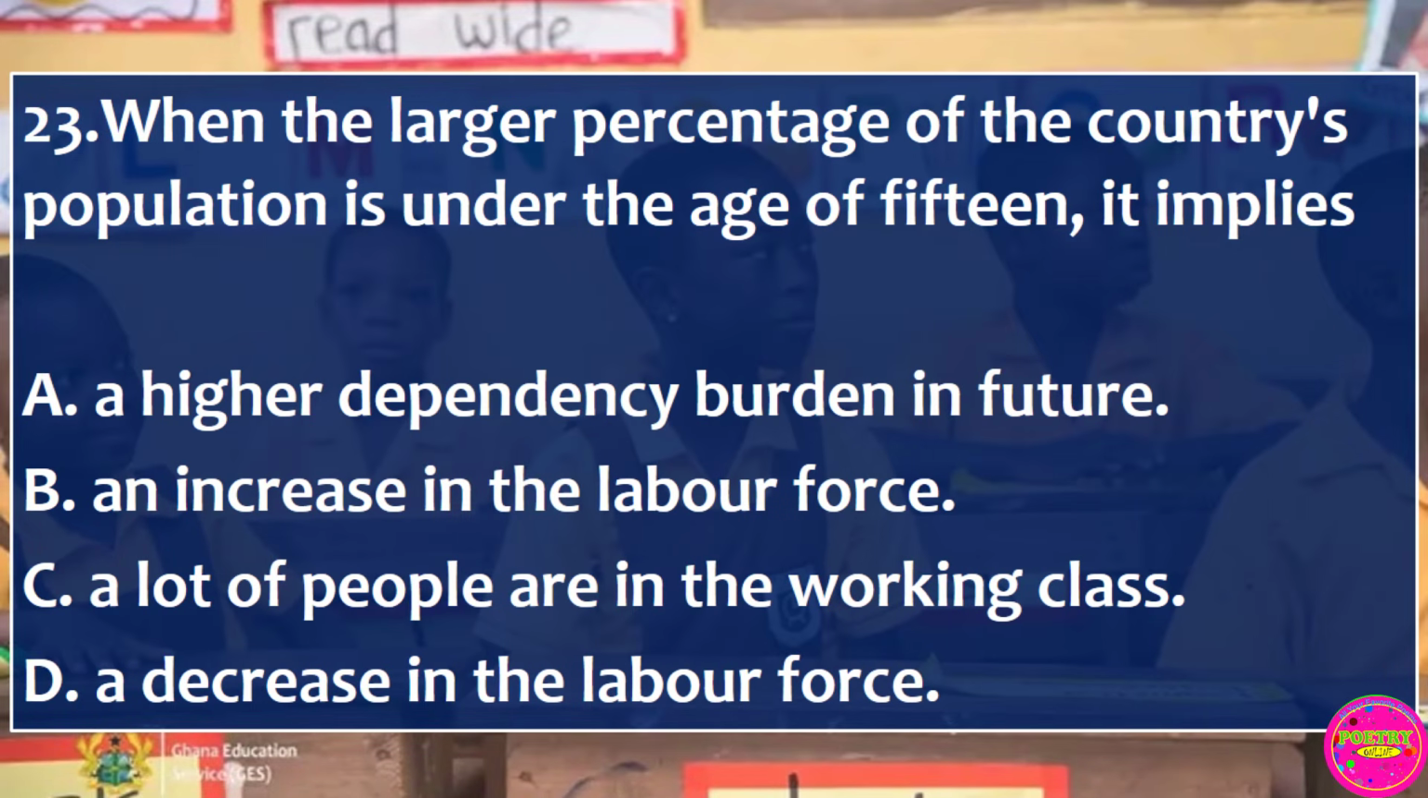Question 23. When a large percentage of the country's population is under the age of 15, it implies A. A higher dependency burden in future. B. An increase in the labor force. C. A lot of people are in the working class. D. A decrease in the labor force. The correct answer to this question is A. A higher dependency burden in future.